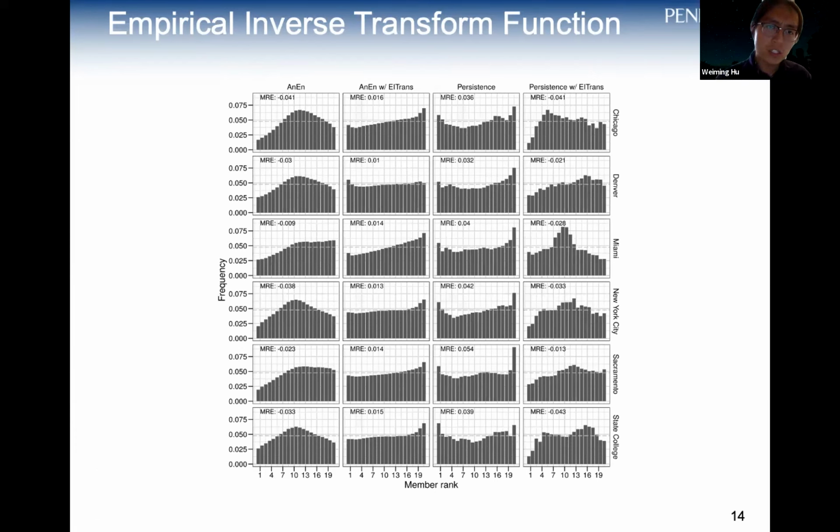Typically, for this type of problem, the analog ensemble shows over-dispersed, and the persistence shows an under-dispersed case. And for eiTrans, it seems to be working pretty well at, let's say, Denver, New York City, Sacramento, and State College, showing a little bit of bias to the end. Miami is the one that's a little bit weird. It didn't quite correct well for the analog ensemble, and it actually introduced a weird bump for persistence.